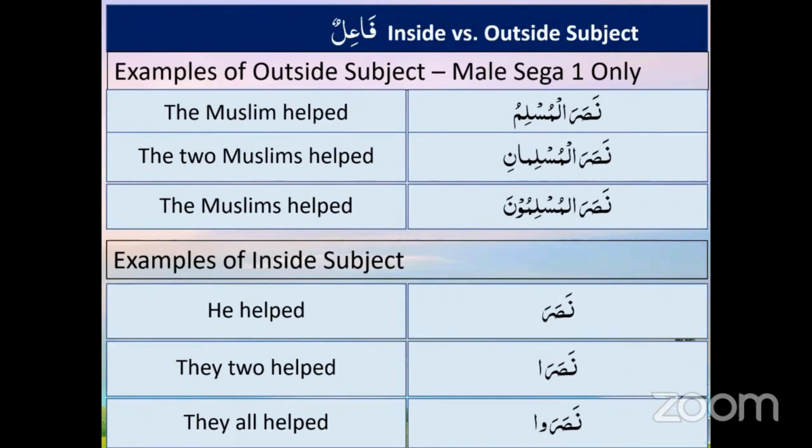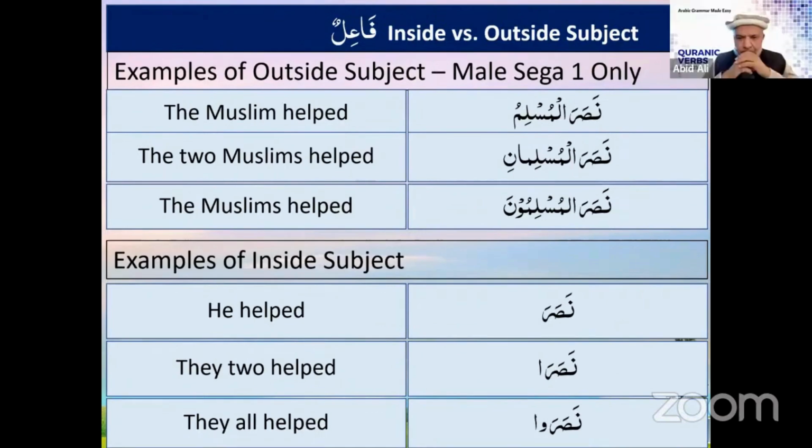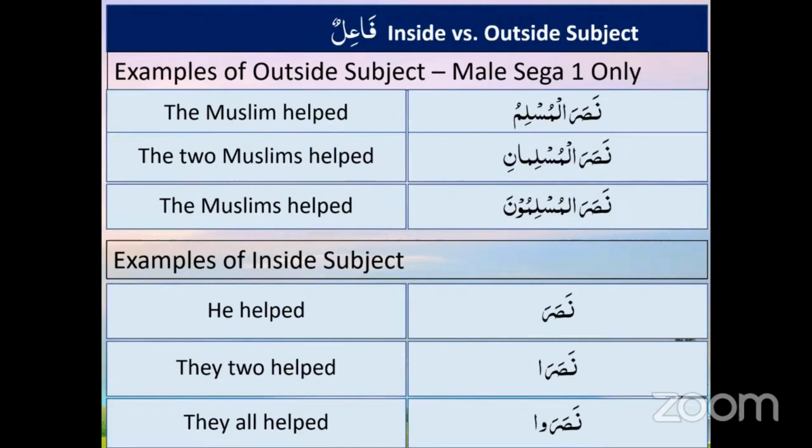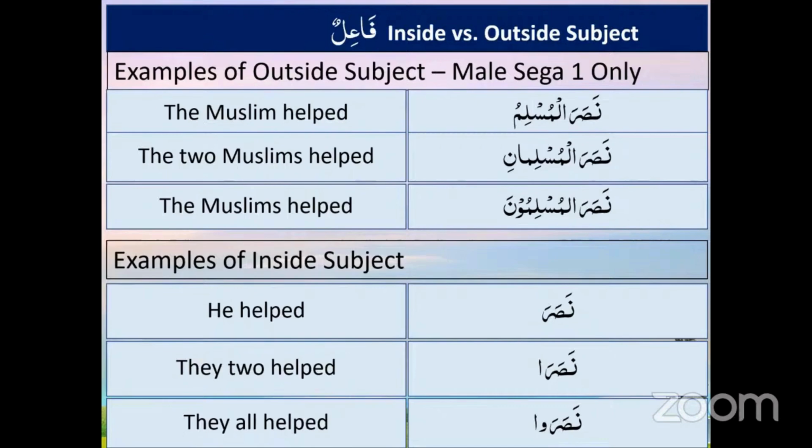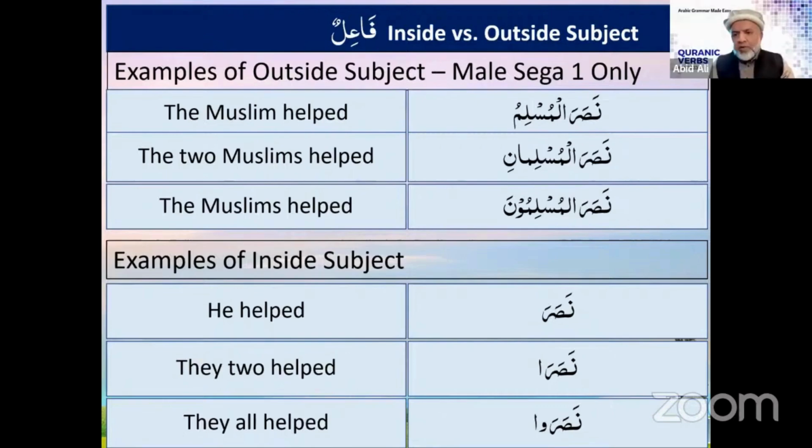Now, Sister Anjum, you have a question? Yes, brother. When you said Nasara al-Muslimu, Nasara al-Muslimani, you used the word Rafa. So Muslimu is Rafa, but Muslimani and Muslimuna, they are called Rafa too? They are all Rafa. And for that, you would have to brush up on the status. Inshallah, I can send you the videos and maybe you can look at them. They are all Rafa because the subject is always Rafa.